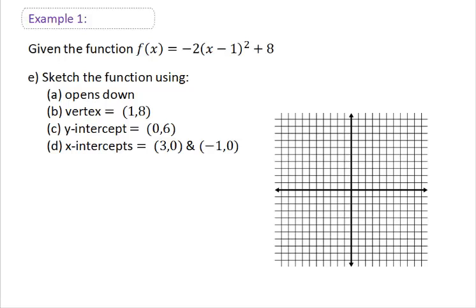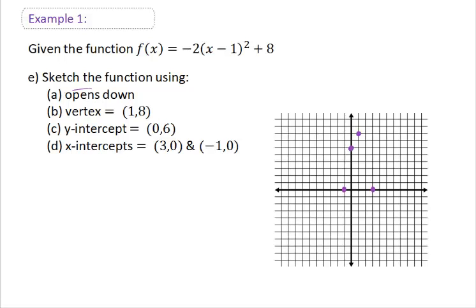So the last thing that we want to do is sketch this graph. Now I've listed all the important information here that we found in the last couple of slides, and we're going to put all this together and figure out where our U is on this graph. Let me start with my vertex. It's at (1, 8), so that's my ordered pair here. I have a y-intercept at (0, 6). I have x-intercepts at (-1, 0) and at (3, 0).